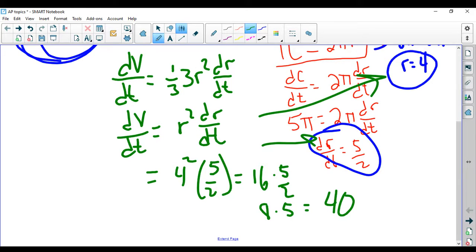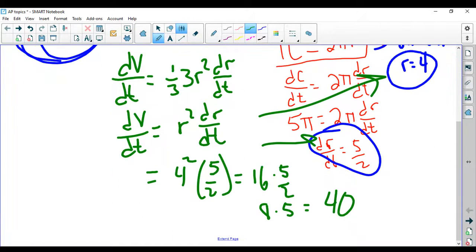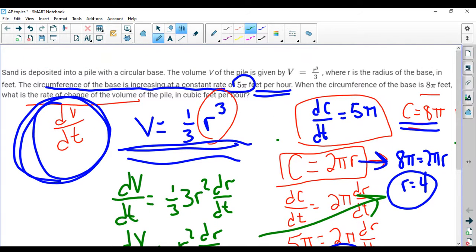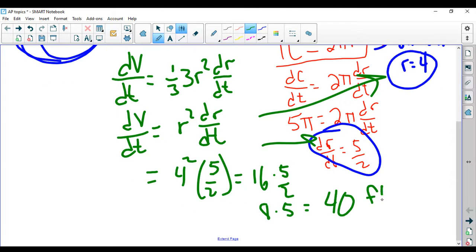If you need units on this, remember, this is dV dt, so it's the unit of volume over the unit of time. Volume in this case would be feet cubed, and time is hours. So this would be feet cubed per hour. Hopefully that helped. That's the first of two examples. You can look at the next example separately.